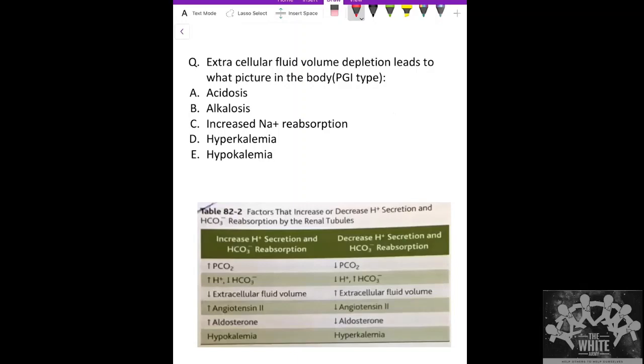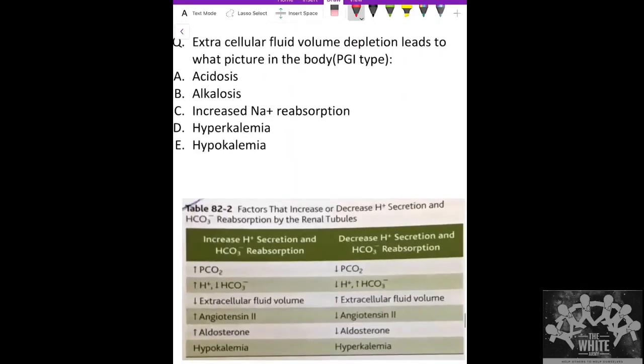Now coming to the next important thing. This table is very important. It is just summing up whatever we have read till now. Factors that increase H plus secretion and HCO3 minus reabsorption. When does this take place? First one, increase in PCO2. If there is an increase in PCO2, there is an increase in H plus, so there is acidemia in the body. That leads to H plus secretion and HCO3 minus reabsorption. Second, when there is a decrease in HCO3 minus in the body, there is more reabsorption of HCO3 minus taking place.